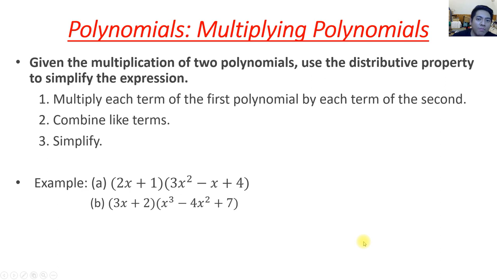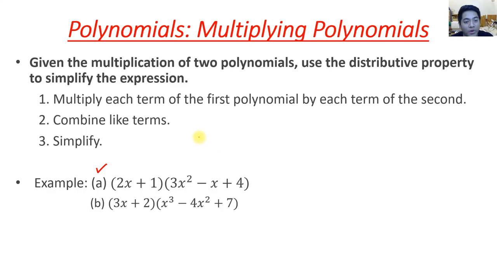Okay, how about multiplying the polynomials? So given the multiplication of two polynomials, we are going to use the distributive property to simplify the expression. So we are going to multiply each term of the first polynomial by each term of the second. So combining like terms, and then we're going to simplify. So for example, we have for letter A 2x plus 1 times 3x squared minus x plus 4.